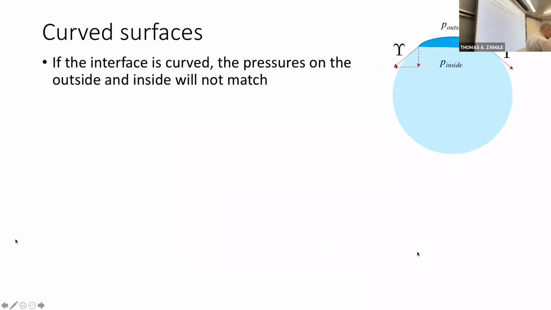As I mentioned, this surface tension can give rise to a pressure when we have a curved surface. If we look here, imagine we have a droplet of water, a nice round droplet of water. What I'm saying is that if the interface is curved, the pressures on the outside and inside will not match. So let's think through what a force balance on this should look like. I've taken a little dark blue slice up top. I'm just going to cut through the top of this droplet, and we're going to do a force balance on that cut surface.